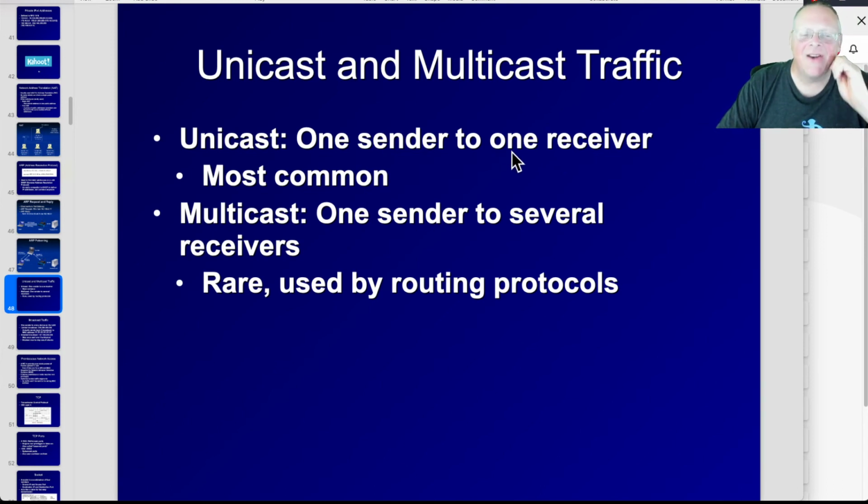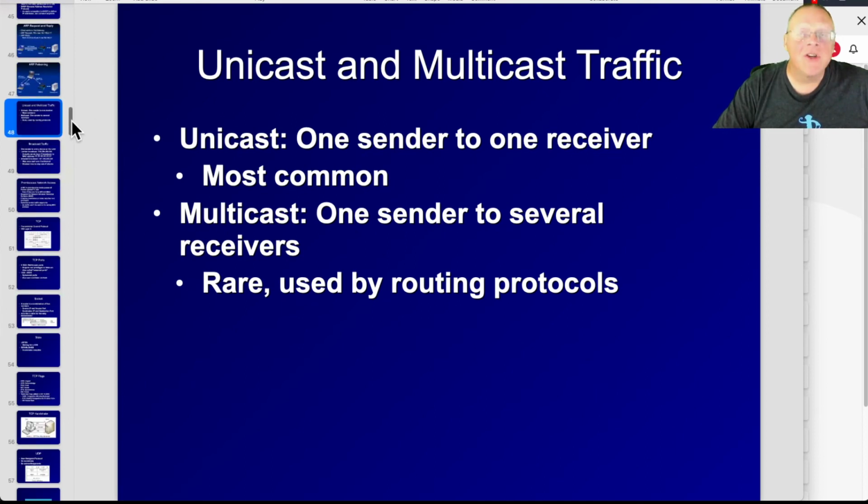Yep, that's right. Then you get Zone Alarm and McAfee and all the stuff after that, Cisco Umbrella and everything. So multicast is in principle available, where one sender would go to several receivers, but it turns out to only be used by routing protocols, which is kind of amazing.